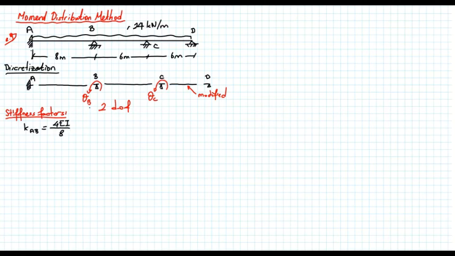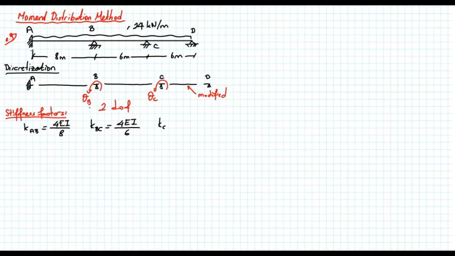The second member, KBC. Now on one side I have member AB, so I cannot say that this point is free to rotate because I will get some resistance from member AB. And point C is not free to rotate because now I have an additional member here, member CD. It will give some resistance to rotation. So both sides are not free to rotate. So its stiffness factor will be equal to 4EI over 6.